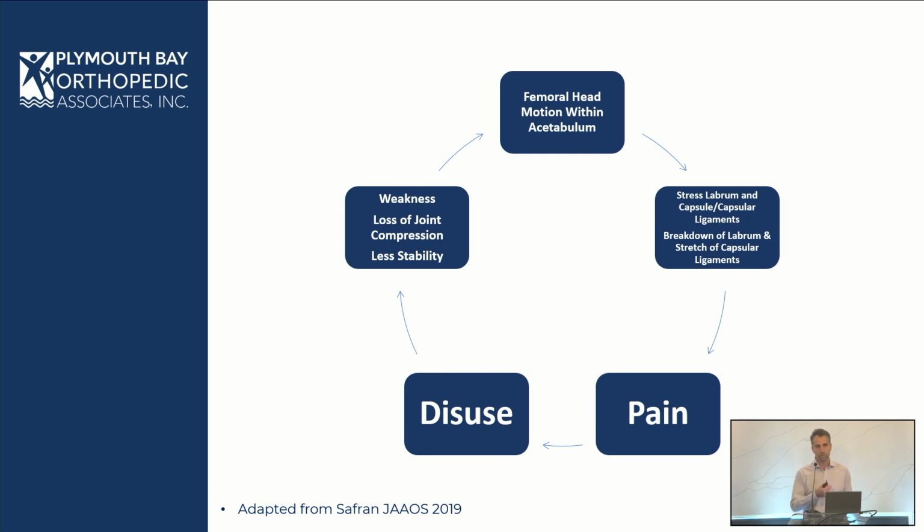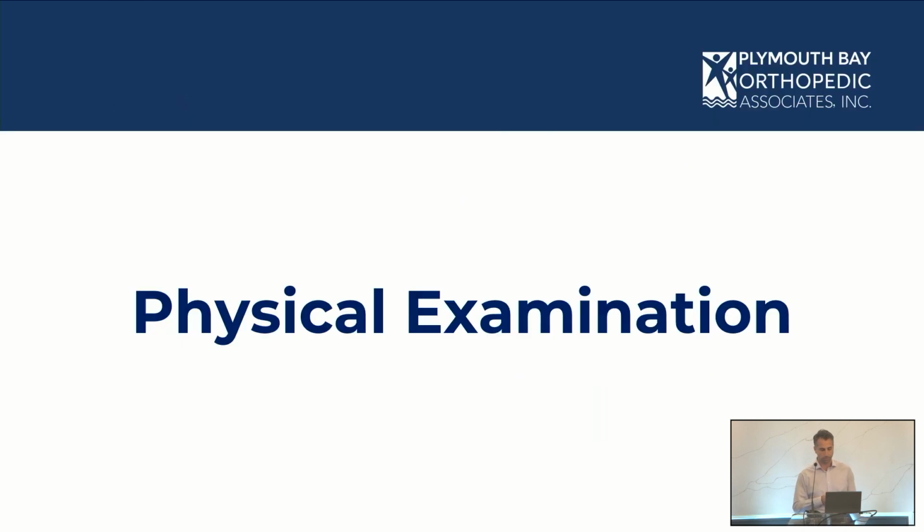This stresses those dynamic stabilizers of the hip, stresses the labrum, that causes the breakdown of those tissues. That kind of feeds into this cycle of pain and disuse that causes weakness of those small muscles that are really important for that stability. And within that same vein, you get more femoral head motion and the cycle just repeats.